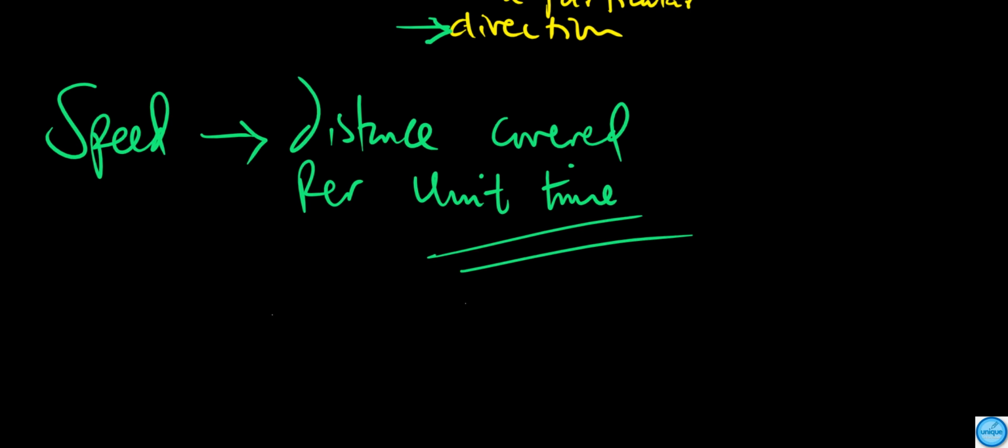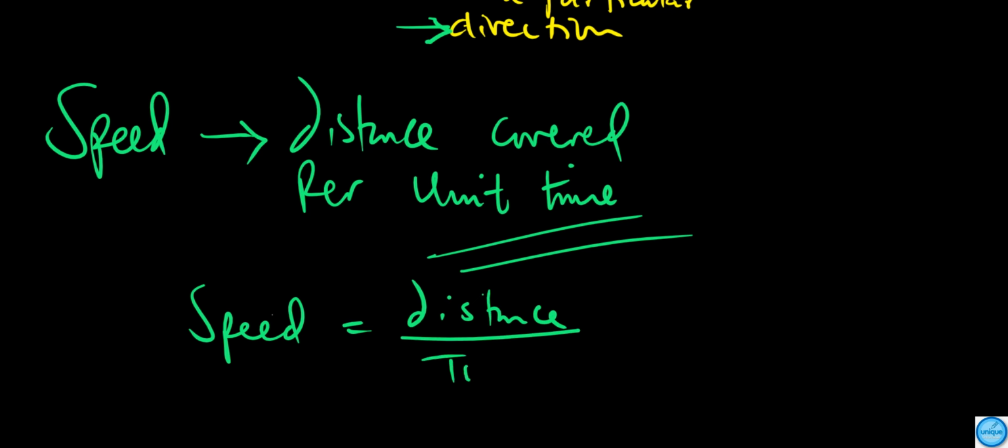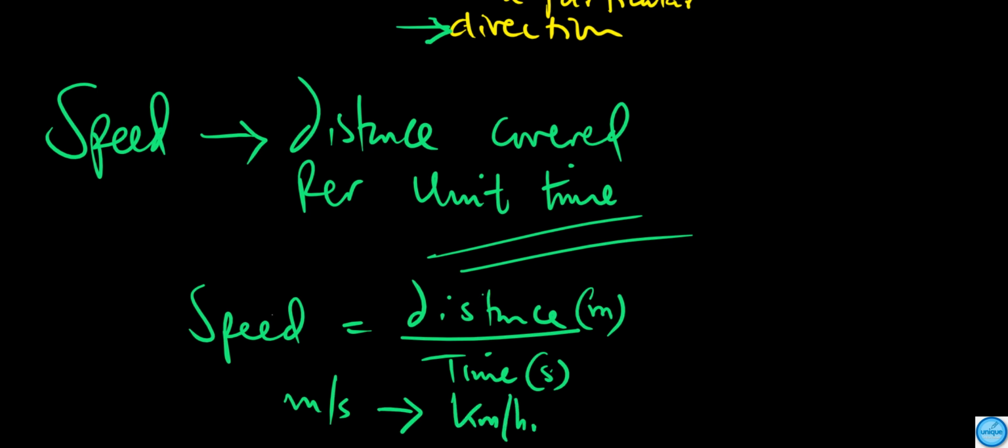As the term suggests, we can find the speed as the distance covered per unit time. Time is always in seconds and distance is always in meters. So the SI unit of speed is meters per second. It can also be kilometers per hour, and sometimes centimeters per second. Those are the units of speed.